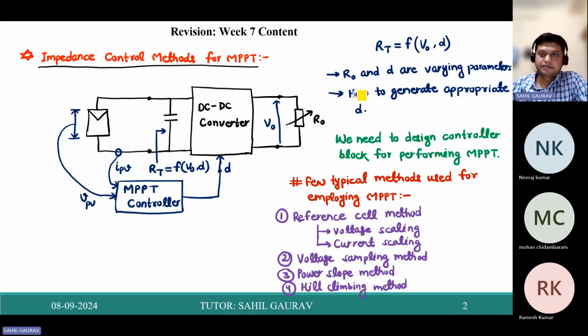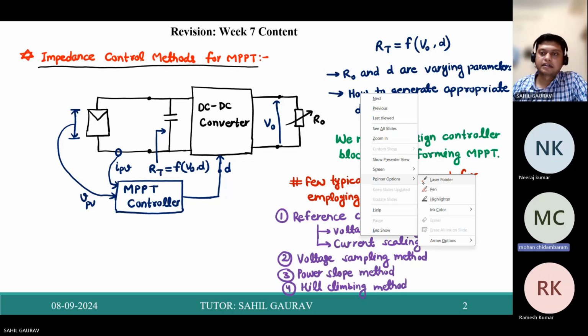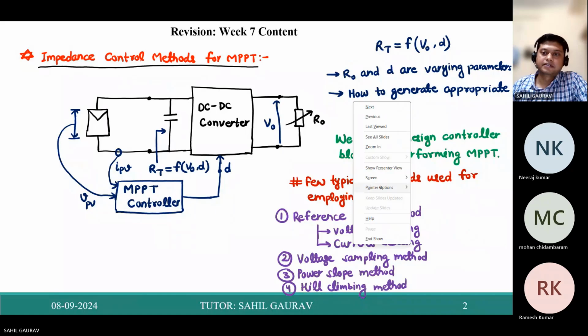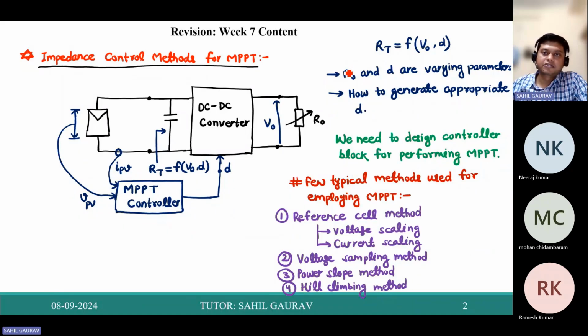Sorry, one mistake is there. This is not R naught, this is V naught. So V naught and D are varying parameters. Based on the load, these will vary. R naught value, so it is right. Sorry, R naught and D are varying parameters.